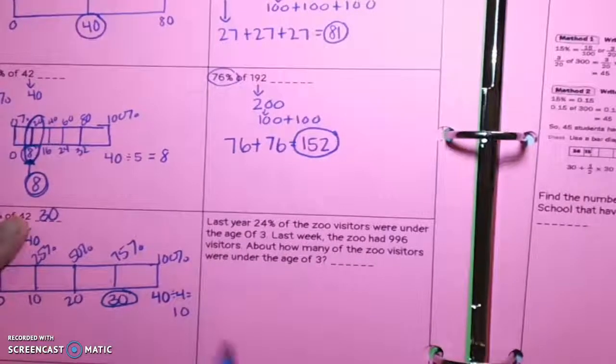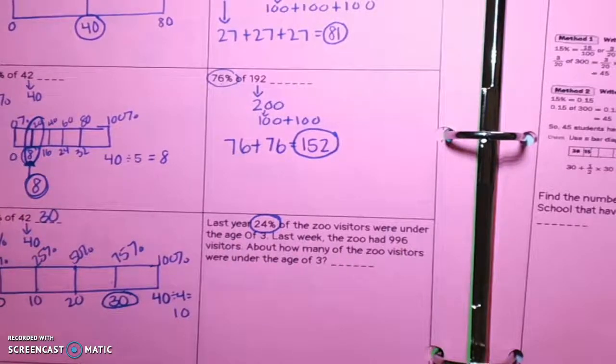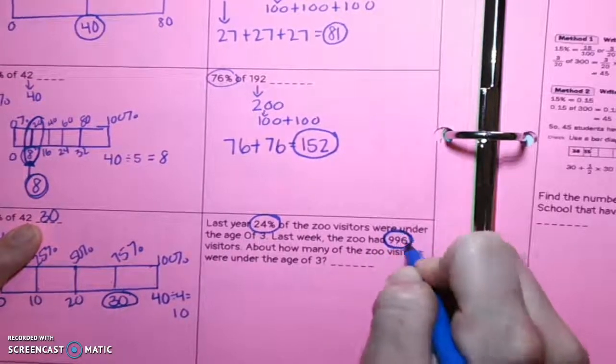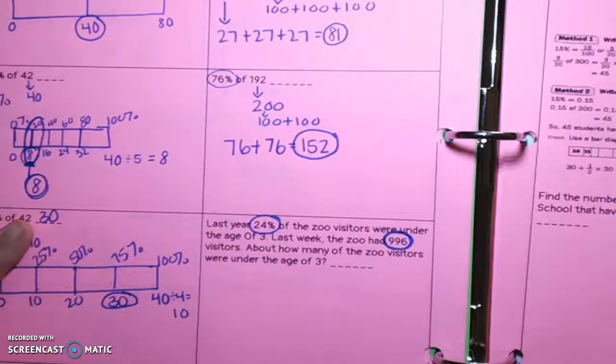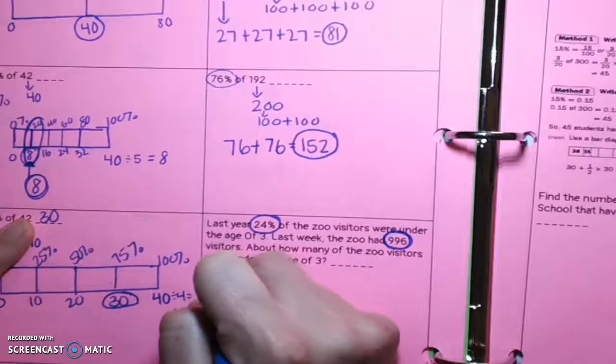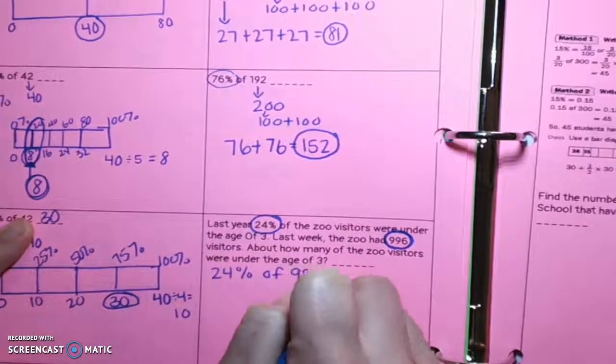Our next one says last year 24% of the zoo visitors were under the age of 3. So 24%. Last week, the zoo had 996 visitors. So this is what we're going to be looking at for our rate per 100 right there. About how many of the zoo visitors were under the age of 3? So I'm going to write it out like these ones up here. So we had 24% of 996.